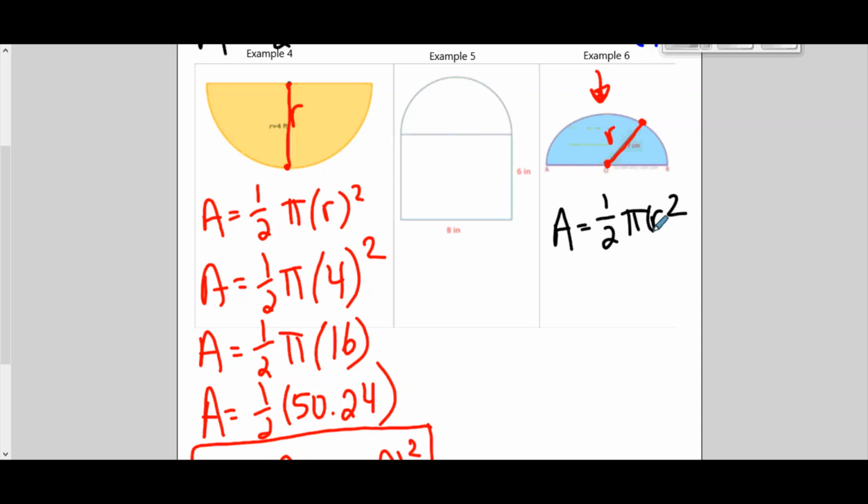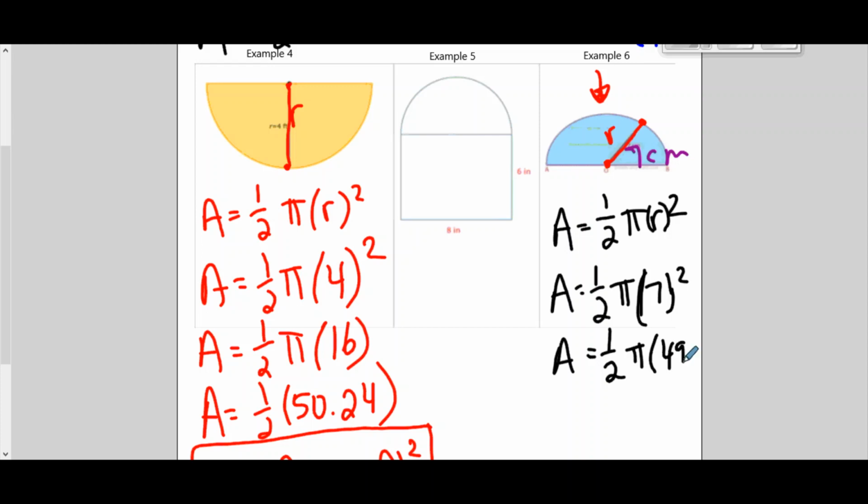And let me put my parentheses around my r. So the radius here, I kind of wrote over it, but it's 7 centimeters. So I'm going to plug that into my formula. So area of the half circle is 1/2 pi times 7 squared. So to simplify this, this is 1/2 of pi times 49. So you're going to plug that in your calculator.